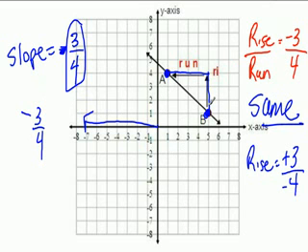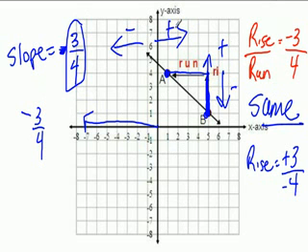But just remember, whatever motion you move, if you're moving upward, it's positive. If you're moving down, it's negative. If you're moving to the left, it's negative. If you're moving to the right, it's positive. And that's how you know whether or not your numbers are positive or negative. So that's the first way to find slope, is to count it on the graph.